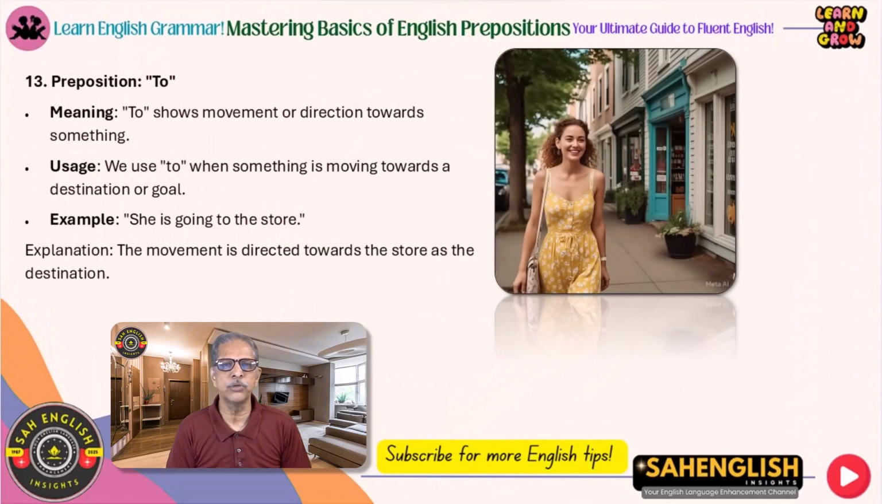13. Preposition to. Meaning: to shows movement or direction towards something. Usage: we use to when something is moving towards a destination or goal. Example: she is going to the store. Explanation: the movement is directed towards the store as the destination.